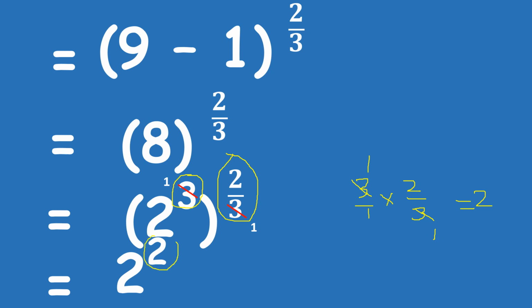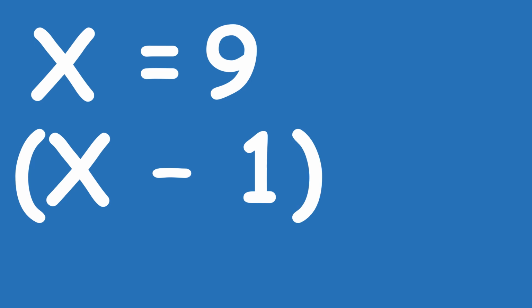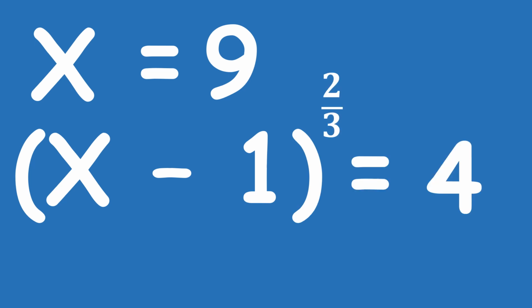So this 2 is the 2 that was left. So we have 2 raised to the power 2, which is equal to 2 times 2, and that's equal to 4. So we can simply say that when x is 9, (x - 1) raised to the power of 2/3 is equal to 4. So we have solved for x. x is equal to 9.